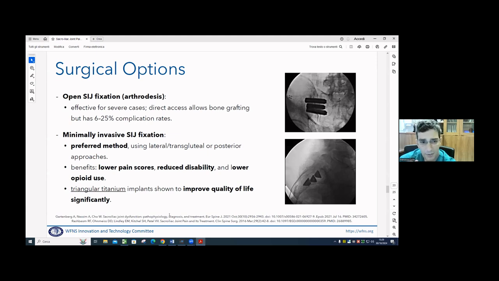Now there is also minimally invasive sacroiliac joint fixation. The preferred method, using lateral, transgluteal, or posterior approaches, can be selected according to the knowledge of the surgeon. Obviously, the benefit is to lower pain scores, reduce the disability and reduce the use of opioid drugs. So this is the main point. The triangular titanium implants have improved the quality of life because it is correlated with a reduced risk, according to the shape of these devices.